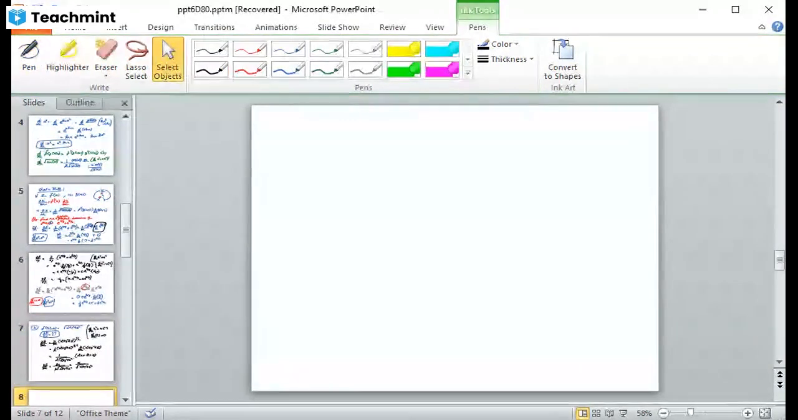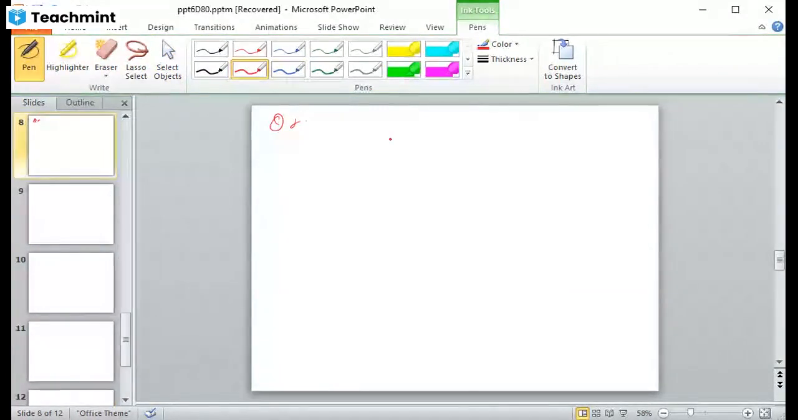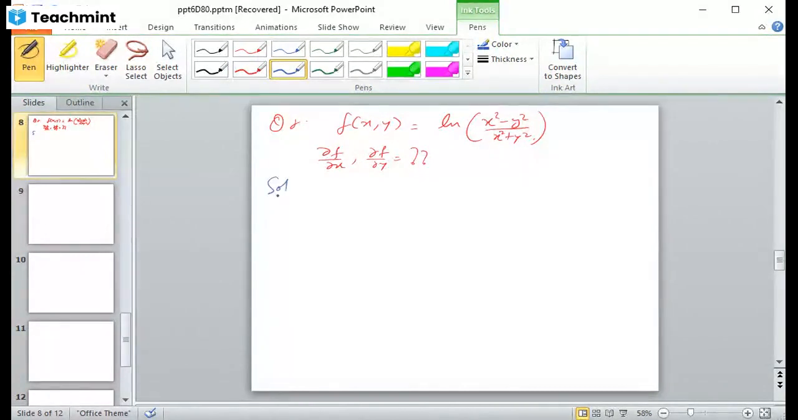Okay, let us consider another one. Suppose the question is a function f of x, y is log of (x square minus y square) upon (x square plus y square), and I want to find out ∂f/∂x and ∂f/∂y. So let us see how we get the answer to this particular problem.